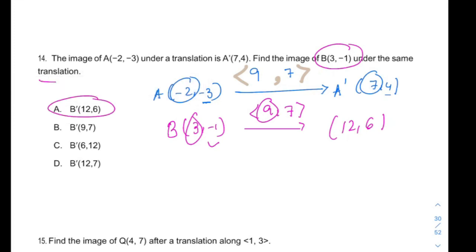So if you have the image and the pre-image, find the translation vector by subtraction, final minus initial. Then apply the same translation vector, so you should add it to the original to find the final destination.